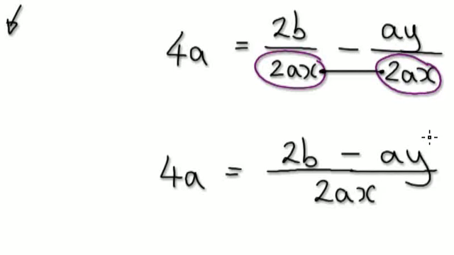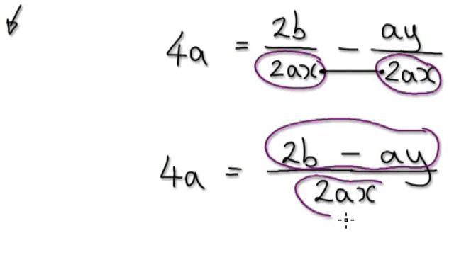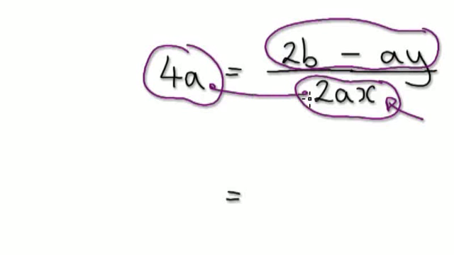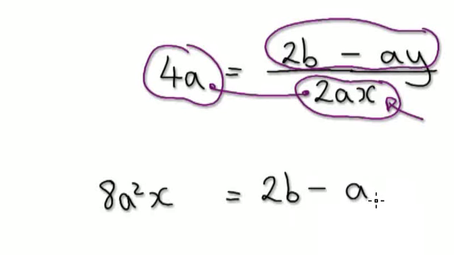Now you can imagine this as being a bubble dividing by this bubble here. X is what we're interested in here. So times both sides by the bottom bubble. So it would be this. Oh, I'm going to do it all in one go. So remember, we are multiplying these two together. So it would be 8a squared x, and then on this side it would just be the top bubble. So it would be this.